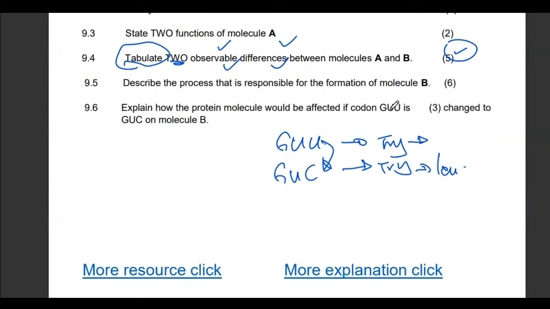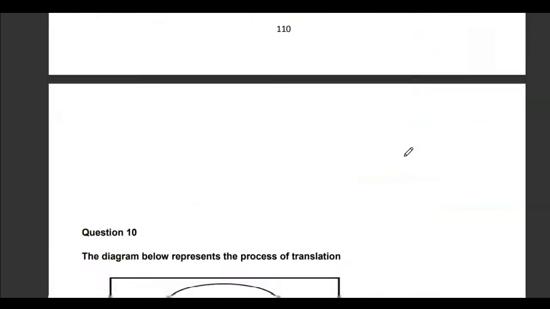So you tell us that if GUU is changed to GUC, because when they say codon, it means that we have started from the messenger RNA. Then this will lead to a different sequence of amino acids. Different amino acids will be brought to the ribosome, and then a different protein will be formed. So that's basically what you have to understand.